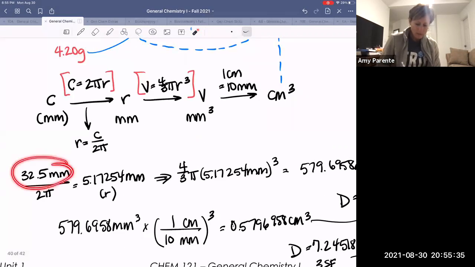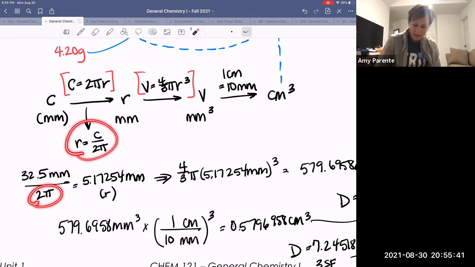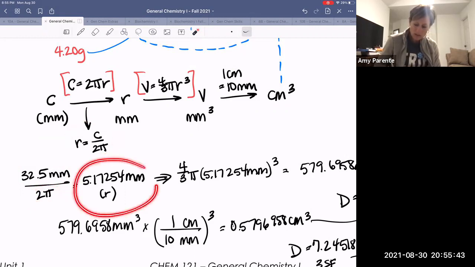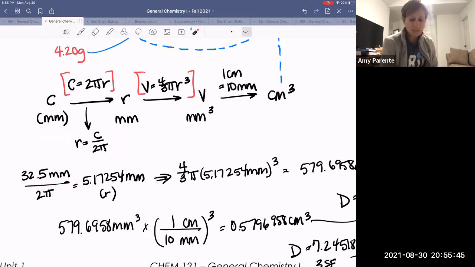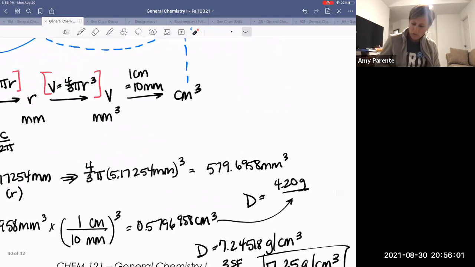So I'm going to take my 32.5 millimeters, that's my circumference, and I divide by 2 pi, because that will give me my radius. So here's my radius. Note what I do here. I keep lots of significant digits as I'm working along here. I do not round to the end. Now, in order to get my volume, it's 4/3 times pi times my radius cubed. I take all of those numbers and I make sure that they're in there. Okay, don't round too soon.